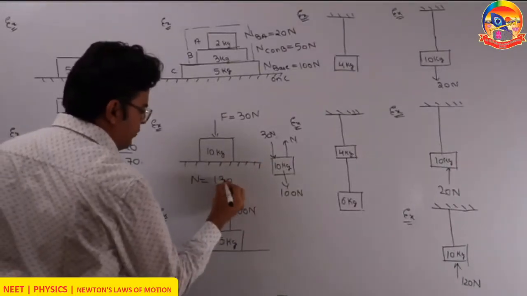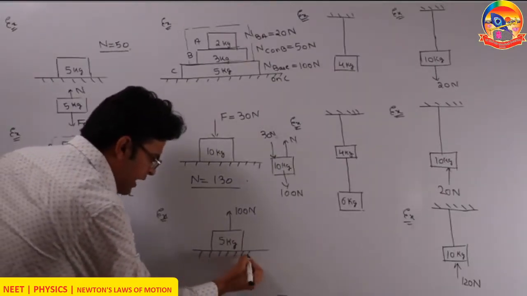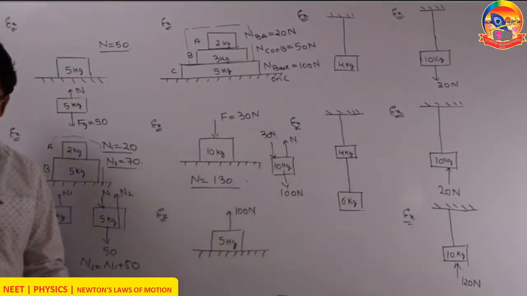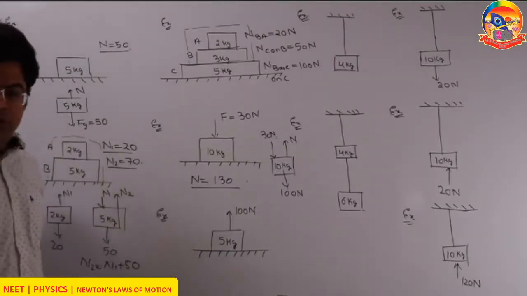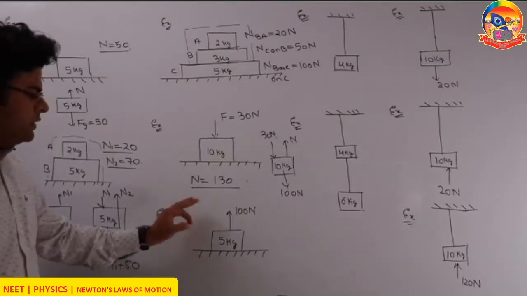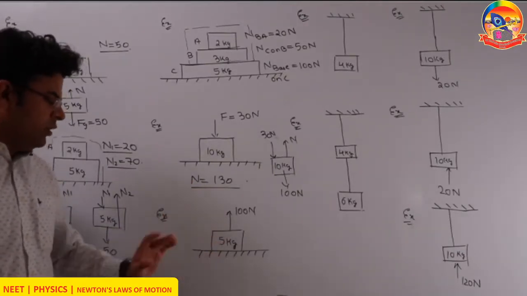is 130. Next, now this time on a table we have a block of mass 5 kg, and on this block of mass 5 kg there is an upward force of 100 Newton. Question is, what will be the force of normal applied by base on block?